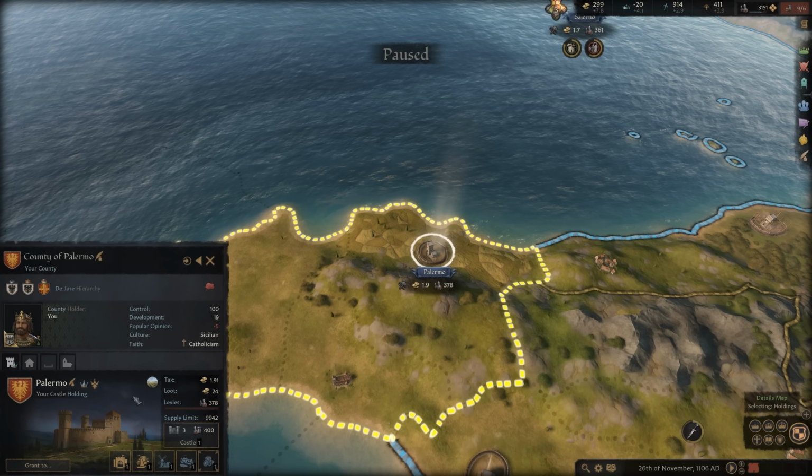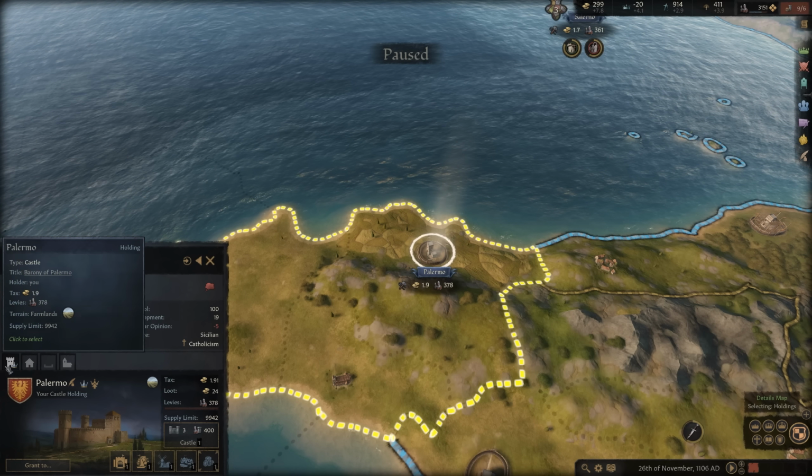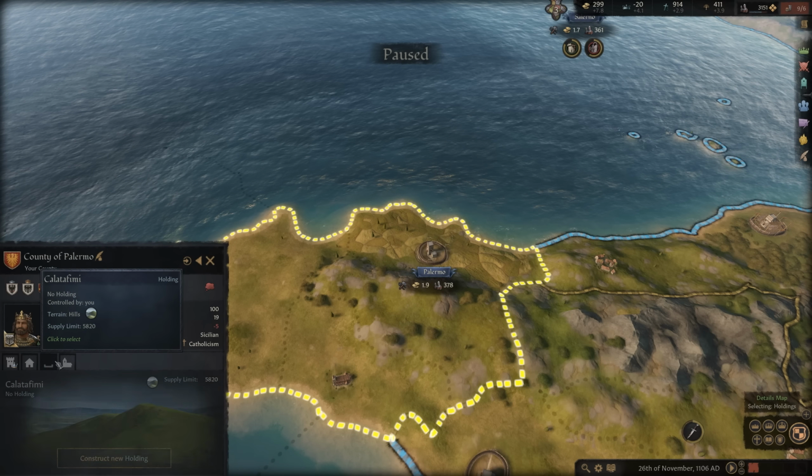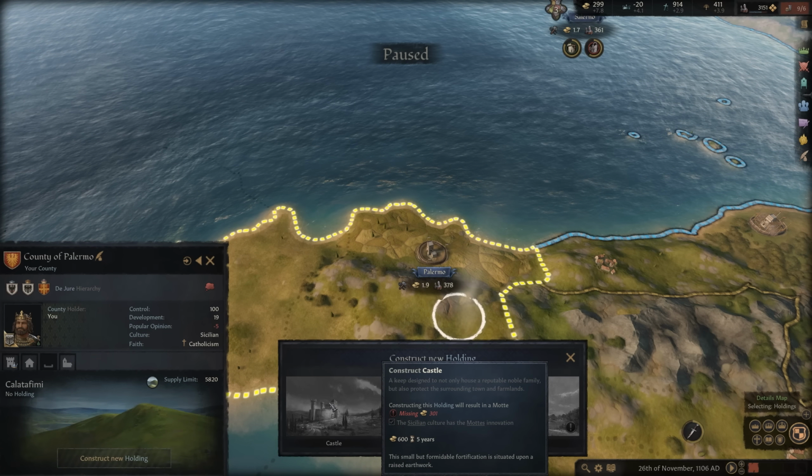And another important thing about castles, I've got 4 holdings in this location, 4 baronies, and I've got an empty slot right here. Let's say I constructed a castle in this location.